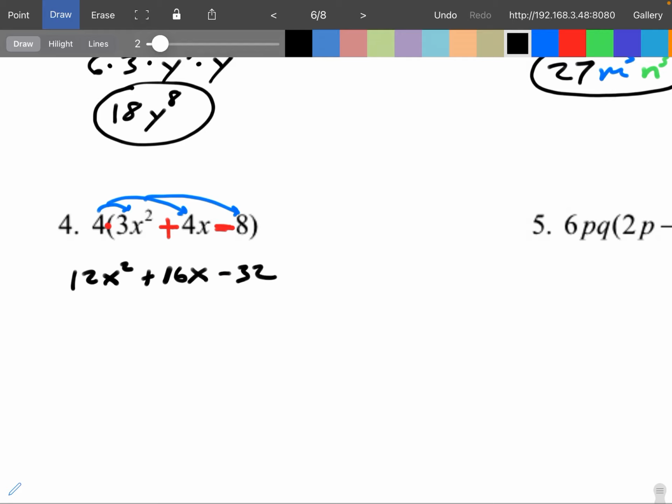And there you go, that's that one. And that's already in standard form right there. It's in descending powers of x, and the leading coefficient will be a 12.